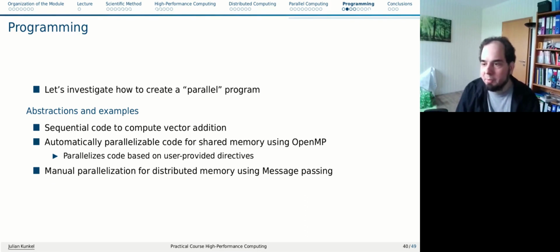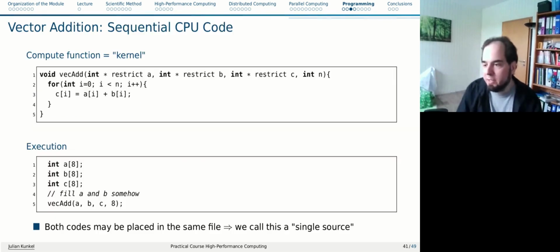In terms of programming, let's quickly investigate how to create a parallel program. We look into sequential code to compute vector addition. And then we look at how we can automatically, magically parallelize this code. So here is a sequential CPU code. Imagine you want to do a vector addition. A, B should be stored in C, and I need 8 elements that I want to add. Okay, here's the input in C code, and I have my vector addition function here.